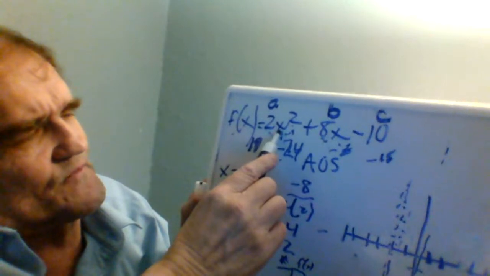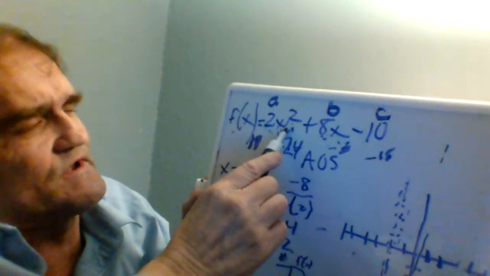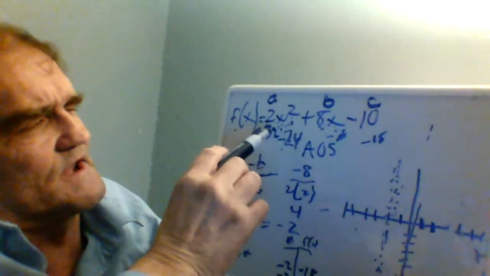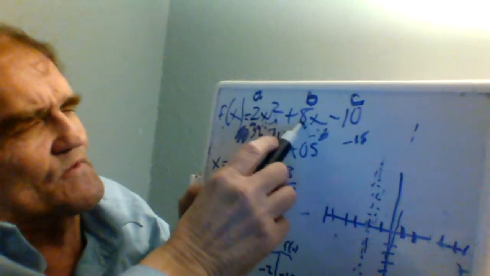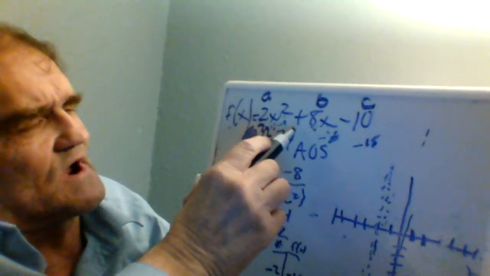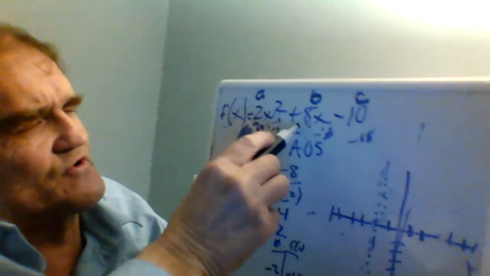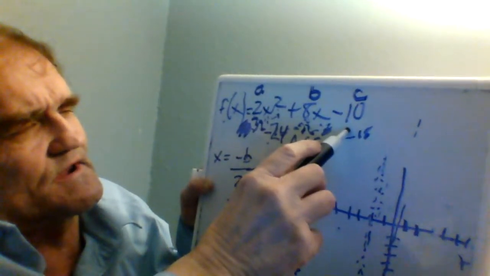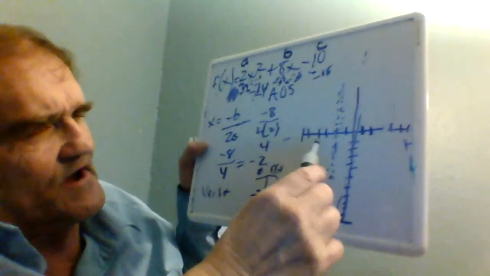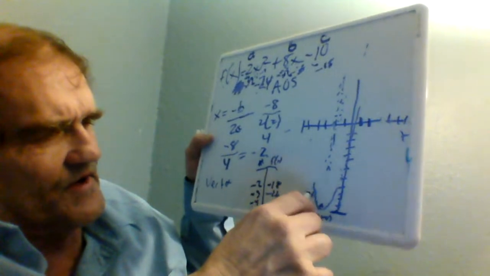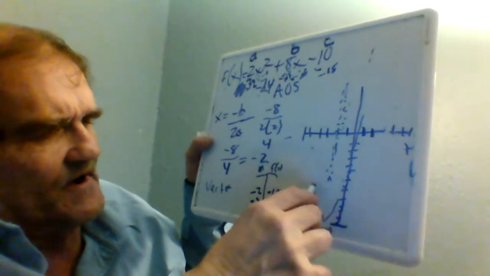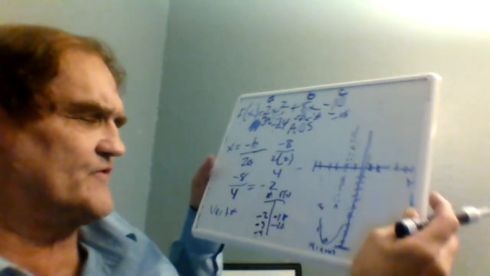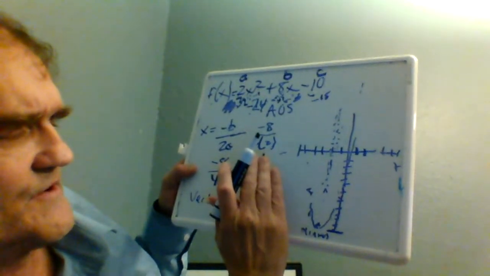Negative 4 is going to be negative 4 squared, which is going to be 16. 16 times 2 is 32. And again, negative 4 times 8 is going to be a negative 32. So 32 minus 32 is going to be 0. Minus 10 is going to be negative 10. So you're suddenly coming up a little bit here. Get up to about 1, 2, 3, 4, 5, 6, 7, 8, 9. So you're moving up here, right? Negative 4.